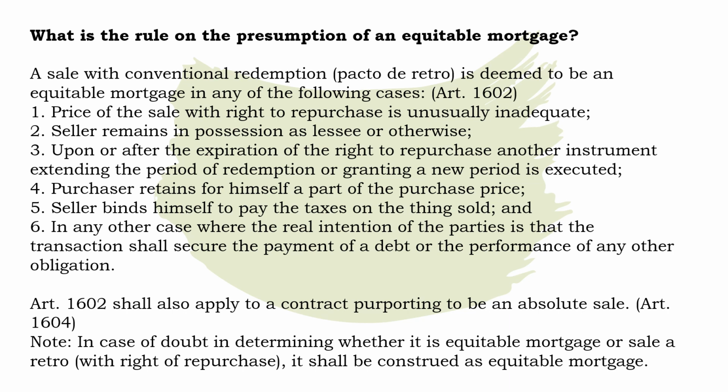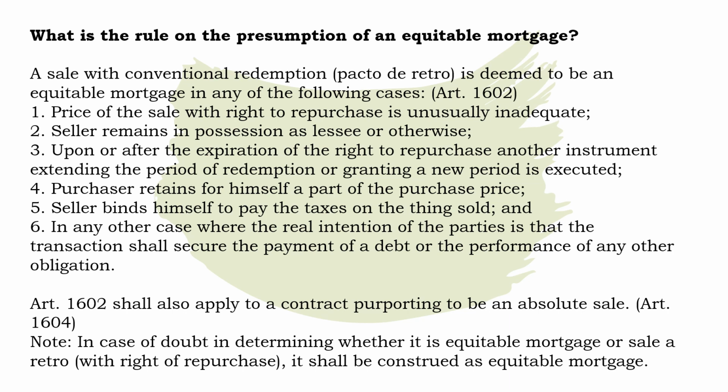A sale with conventional redemption or pacto de retro is deemed to be an equitable mortgage in any of the following cases, and this is provided for under Article 1602. 1. Price of the sale with right to repurchase is unusually inadequate. 2. Seller remains in possession as lessee or otherwise.